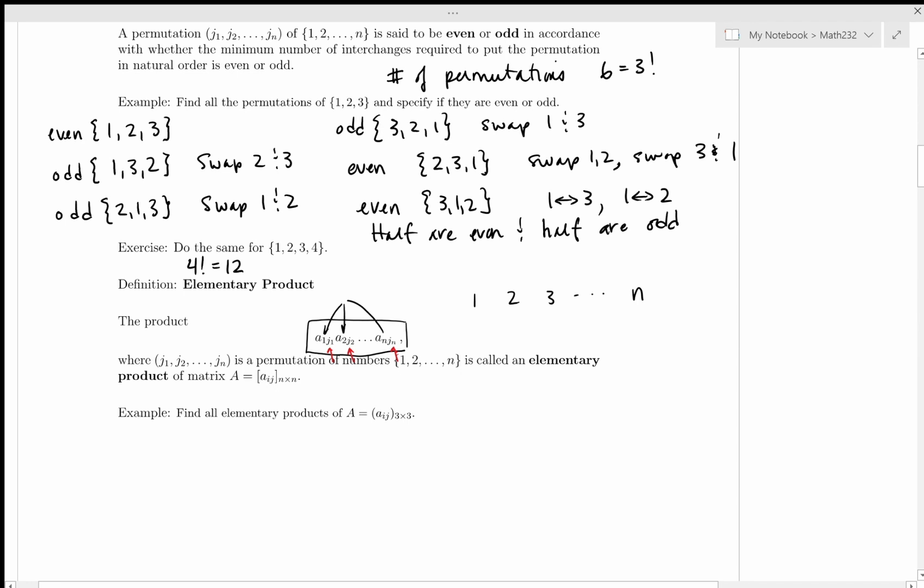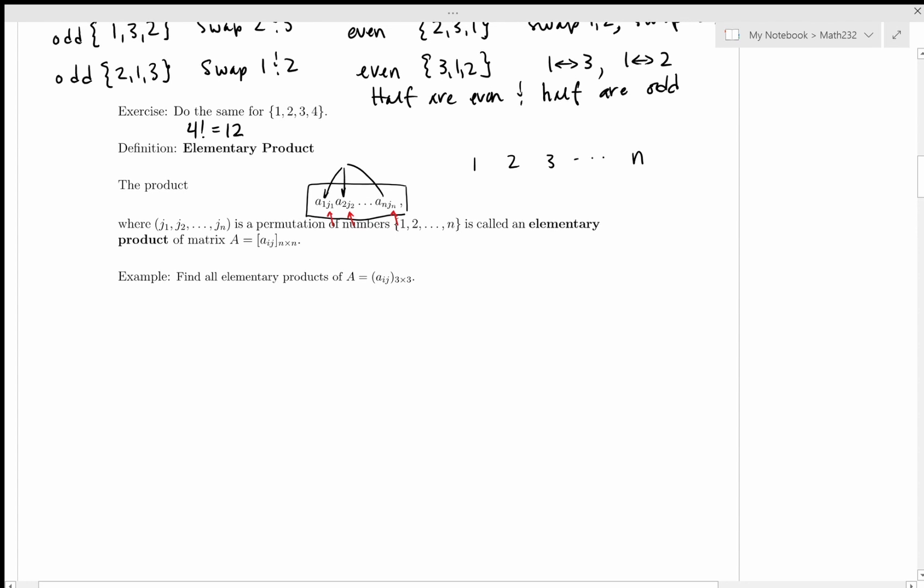Whenever we have a product of the elements in a matrix where the row index is the natural ordering of the numbers from 1 to n and the column index is a permutation of the numbers from 1 to n, we call that an elementary product of the matrix. Let's take an example. On a 3 by 3 matrix, we know we have 6 permutations, and this means we're going to have 6 elementary products.